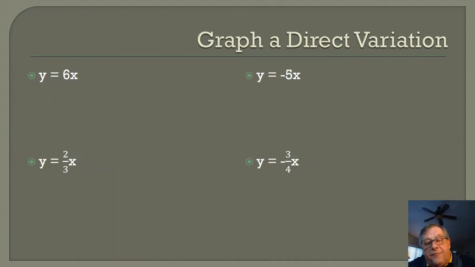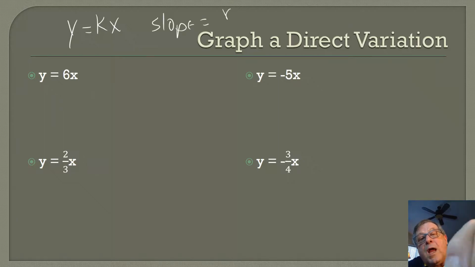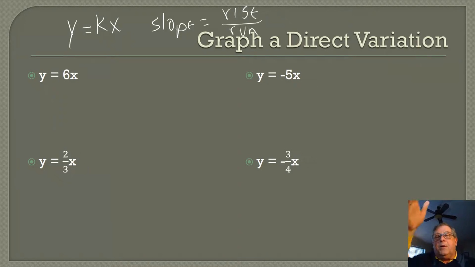Now we're going to talk about graphing a direct variation. So remember now, direct variation is in the form y equals kx. And in that form, k equals the slope of a linear function or linear equation. And we can further define slope as slope equals rise over run. Rise being how far we may be going up and down the vertical axis, run being how far we may be moving left or right along the horizontal axis.